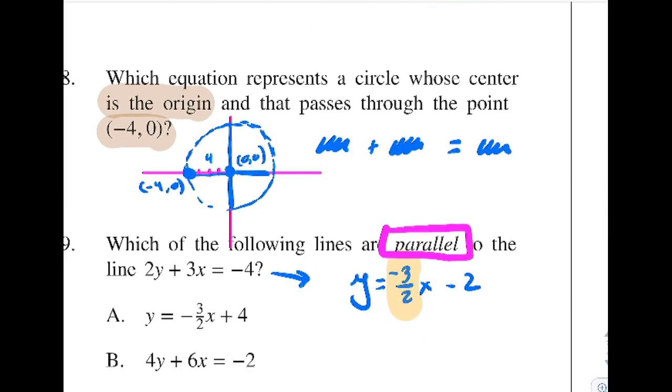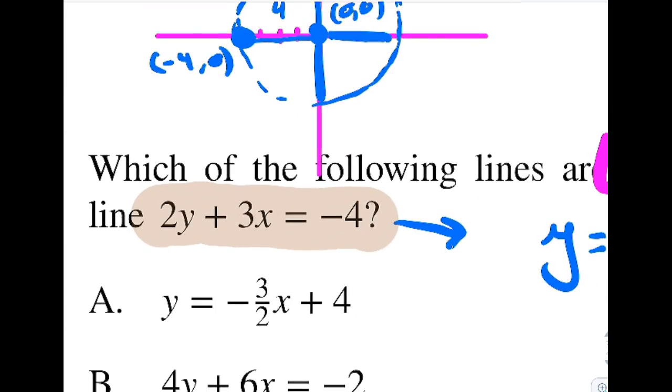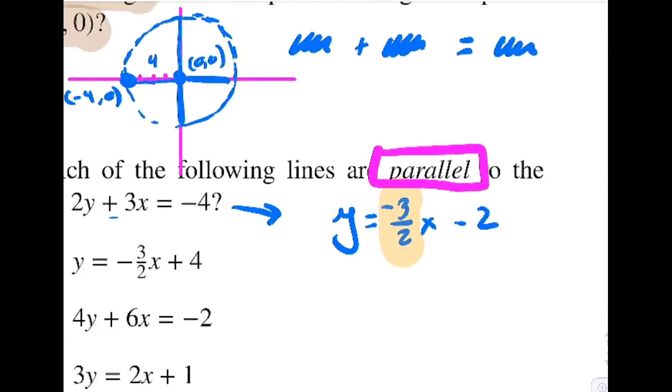Number 9. Which of the following lines are parallel to the line 2y plus 3x equals negative 4? Well, the first thing you have to do is move this around so it looks like y equals mx plus b, which is what I did, but I'll show you how. I took away 3x from both sides. That left me with 2y equals negative 3x minus 4, and then I divided by 2 for every term, and I ended up with this.